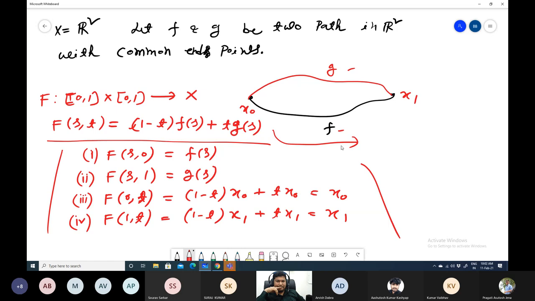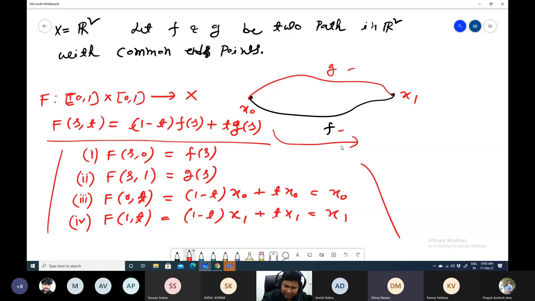Can you prove that it is continuous? How will you prove that? We can define this function as a composition of two functions. First, it maps (s, t) to (s, 1 − t), and first it will map (s, t) to (s, t, 1 − t). And that is actually a simple one, trivial.